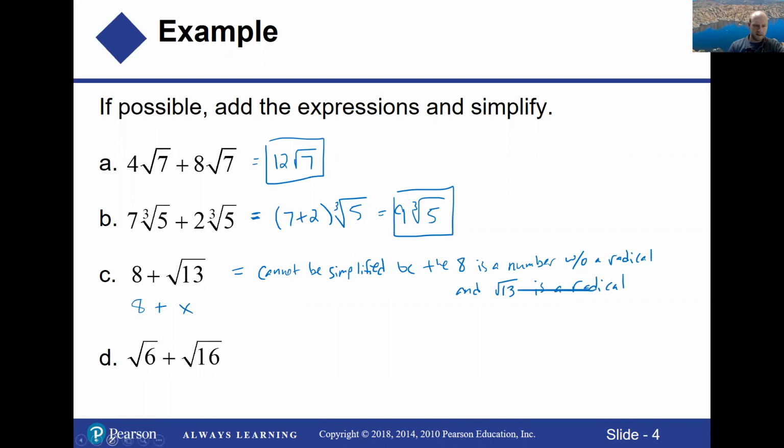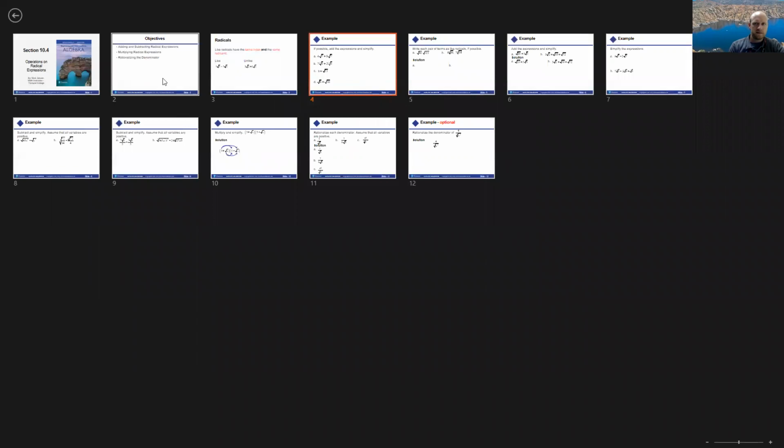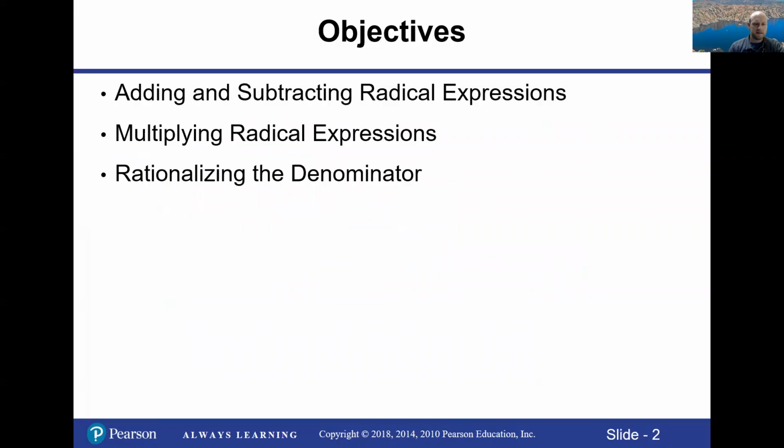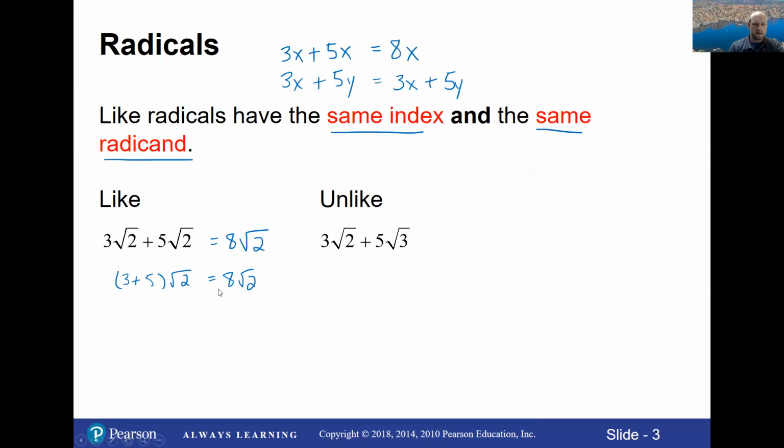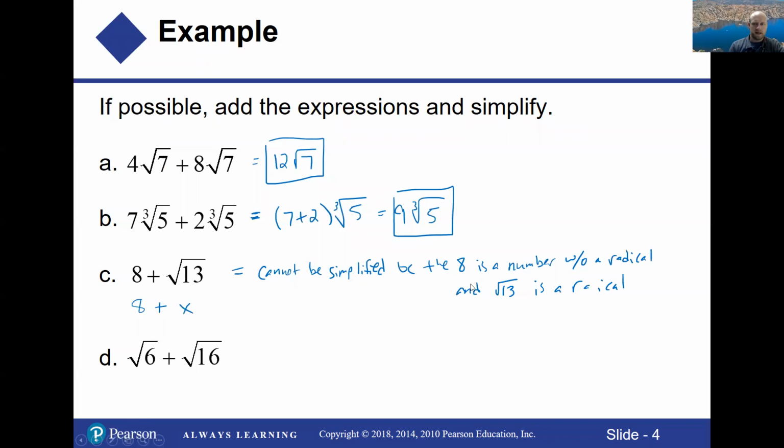I don't know why it made that big line there. I need to, there we go. So, whoops. I went away from this. Let's see if I can get back. Okay, here we go.